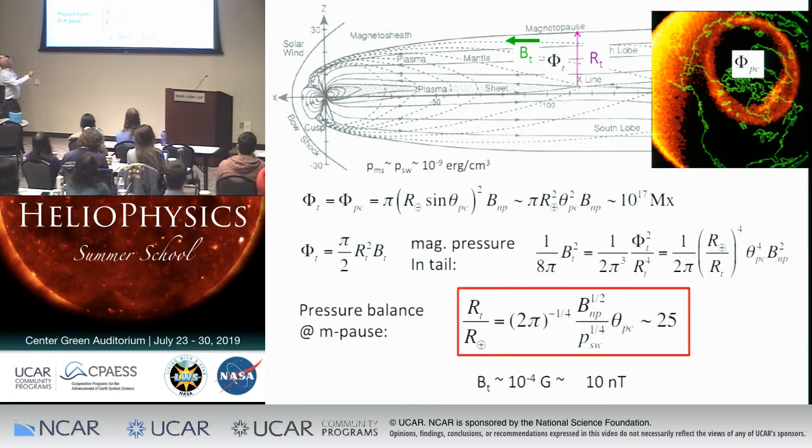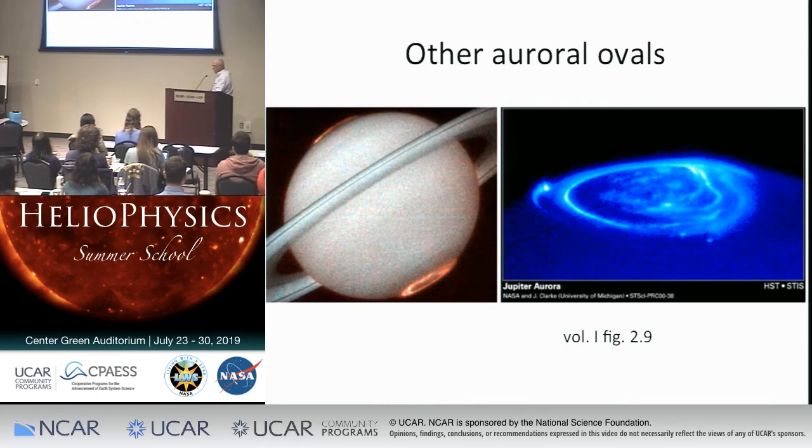That's the strength of the magnetic field. You get the strength of the magnetic field because basically this is the total amount of flux, the magnetic field strength, that angle, the radius of the Earth, pi, 17 Maxwells. And then you have to invoke pressure balance again. And then you get that it is about 25 solar Earth radii, right? That is basically giving you, with this much flux, the pressure balance with the solar wind. So that's telling you how much flux is open. There it is. Again, we worked out the magnetosphere for Jupiter. There's the auroral oval on Jupiter. There's the auroral oval on Saturn. You see these beautiful rings of Saturn.